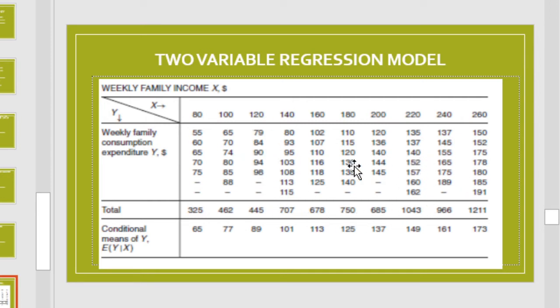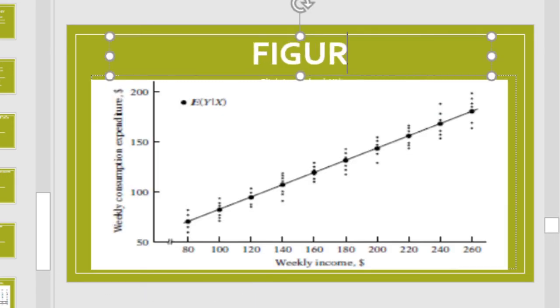Then from this table, it is very clear that there exists considerable variation in consumption expenditure in each income group. That is, if the income level is 80, it ranges from 55 to 70, here 65 to 88. That means there exist huge variations in the weekly consumption expenditure in each income group. And this is given in figure 2.1 also.